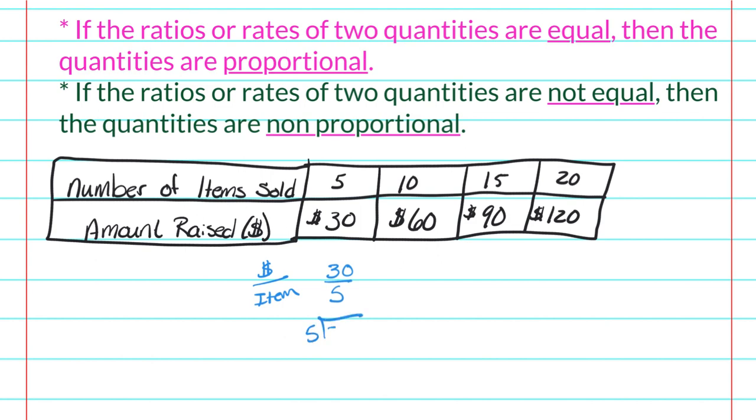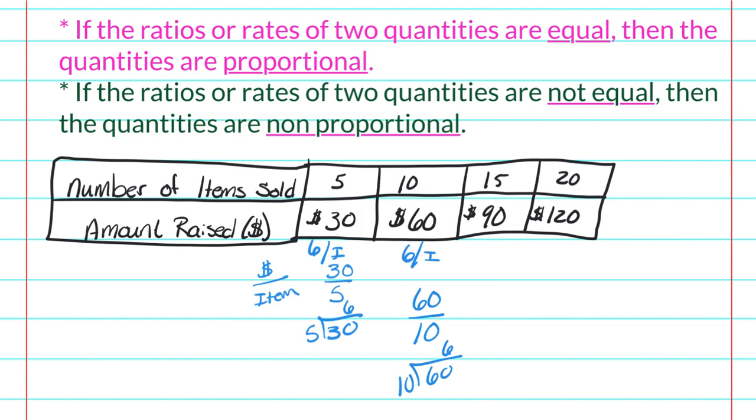5 goes into 30 6 times. So that's $6 an item. Now moving on to the next one. If I sell $60 for 10 items, 10 goes into 60 6 times, so $6 an item here.